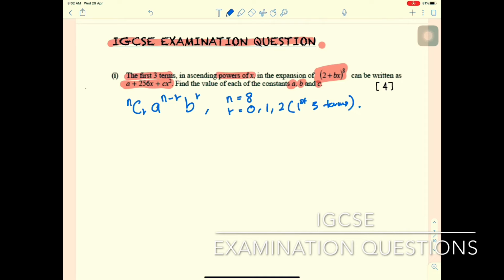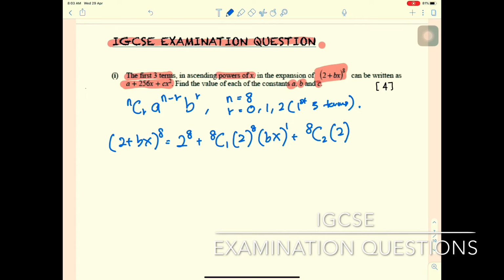So this is the expansion of (2 plus bx) power of 8, which equals 2 power of 8 plus 8C1 times 2 power of 8 minus 1, sorry, my bad, 2 power of 8 minus 1, times bx power of 1, plus 8C2 times 2 power of 8 minus 2 times bx power of 2, and then simplify and equate to the first three terms given in the question.